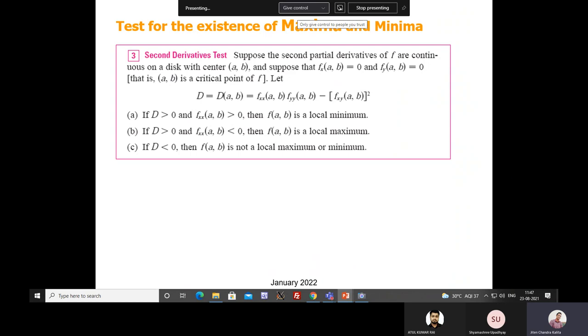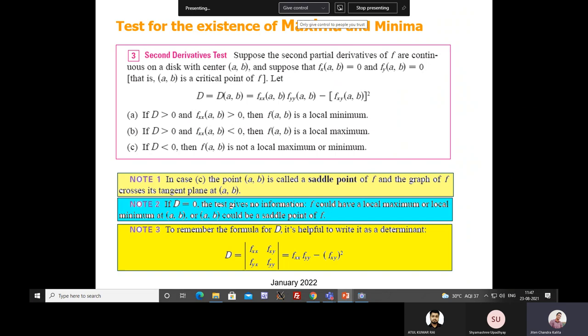I'll prove it. But now, again, I have already told you about the saddle point. In case C, the point (a, b) is called a saddle point of f, and the graph of f crosses its tangent at (a, b). What do I mean by it crosses? Once you extend that tangent plane, it is going to intersect that surface somewhere in the neighborhood of that point.